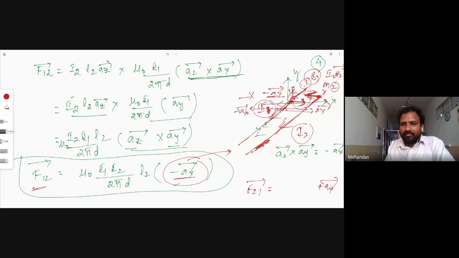See, so the force between them is attractive force. Sir, attractive force. Suppose the two conductors are like this, one is carrying current in this direction, the other one is carrying in this direction. If you calculate those things mathematically, if you find the unit vector, then one is moving in this direction, the other one is moving in this direction.